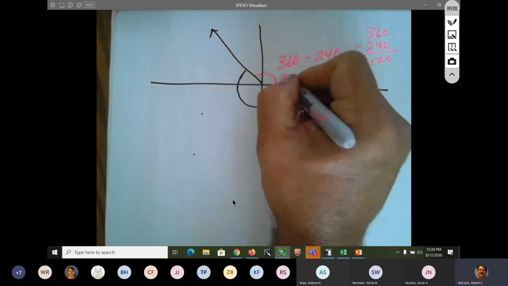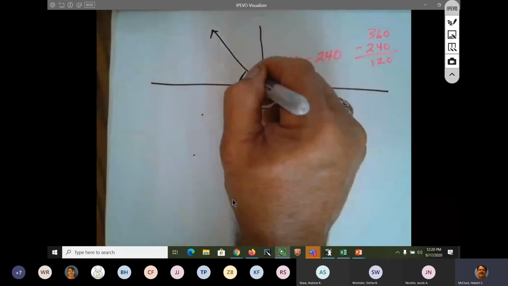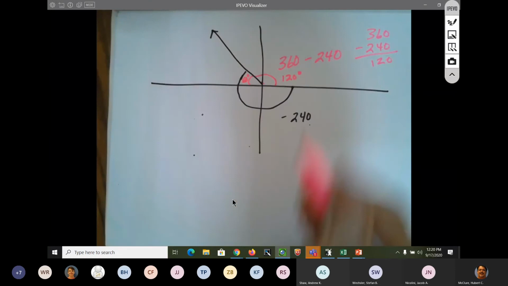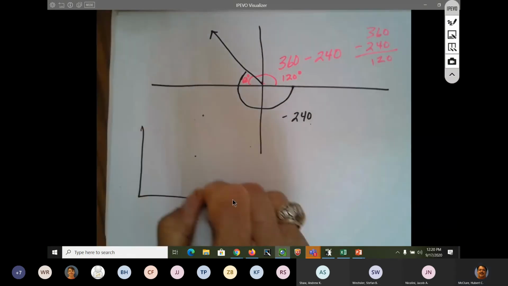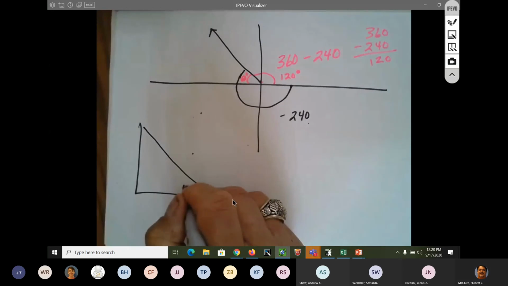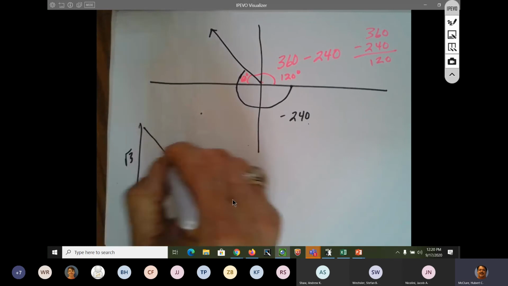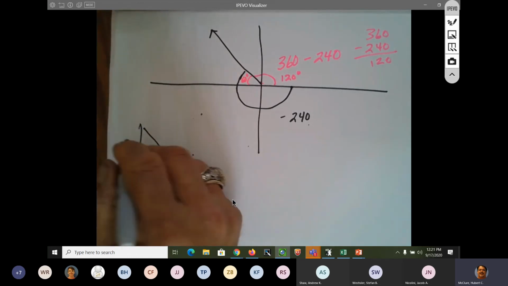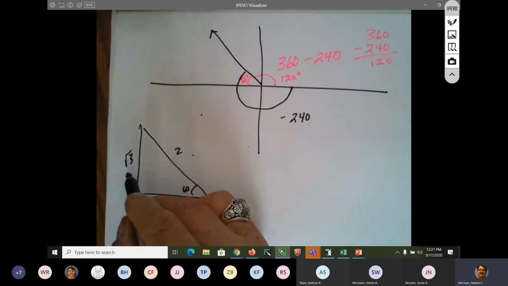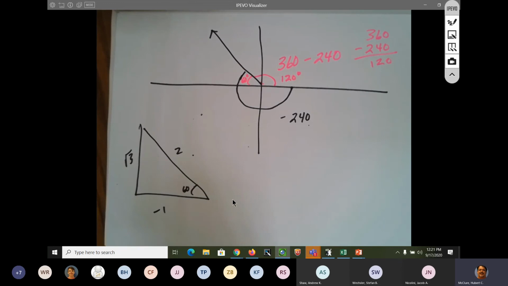Well, what is 120? 120 is your 60-degree angle. So your special angle is 60 degrees. I should have drawn it bigger. Square root of 3, 2, and 1. And your adjacent is negative. Your hypotenuse is always positive, and your opposite is positive because it's in a positive y direction.